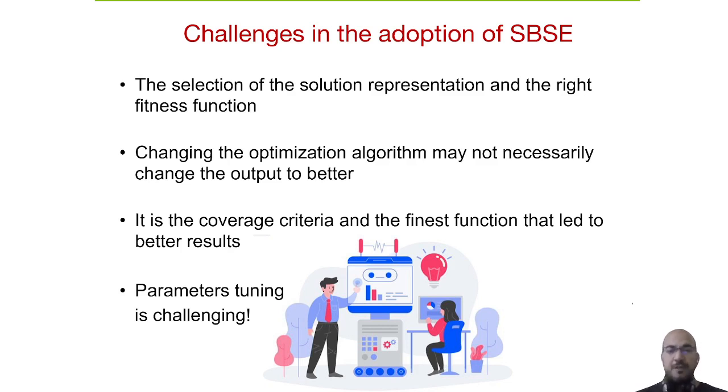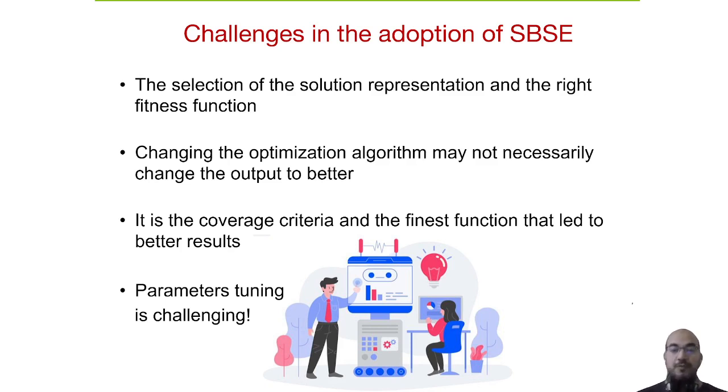Also, changing the optimization algorithm may not necessarily change the output to be better. So there is actually no magic recipe for that. Every problem has its own context, and there is no unique algorithm that would work for all sorts of problems. So we do need to actually practice multiple algorithms, and there's always that sort of trial and error and that intuition that tells you that perhaps this algorithm is more appropriate for this given problem. And this needs to be perhaps better articulated in the future.